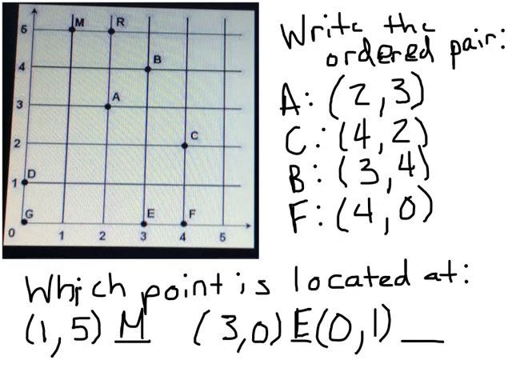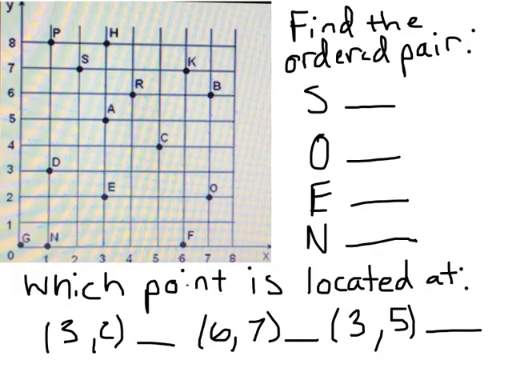Which point is located at 0, 1? What does 0, 1 mean that I need to do? It means that I need to go over 0 and up 1. The correct answer is point D. Now you try some. What's the ordered pair for point S? The ordered pair for point S is 2, 7. What's the ordered pair for point O? The ordered pair for point O is 7, 2.